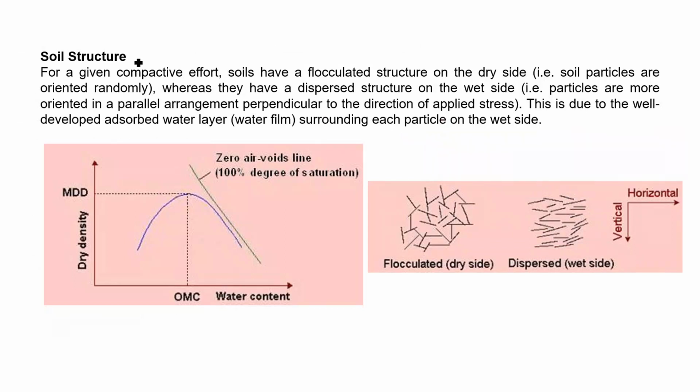If we talk about the soil structure, in the dry side of the OMC the soil particles are oriented randomly, which is termed a flocculated structure. And in the wet side of the OMC, the particles are more oriented in a parallel arrangement perpendicular to the direction of applied stress. If the stress is applied in this direction, then it can be seen in the figure, the particles are arranged in a parallel arrangement perpendicular to this stress, and this is called dispersed structure.